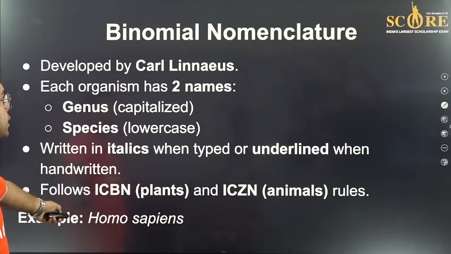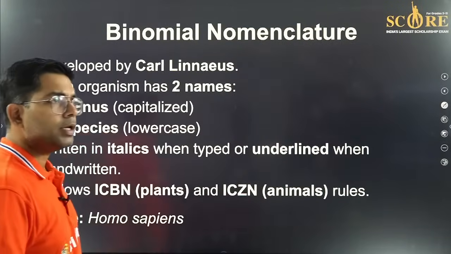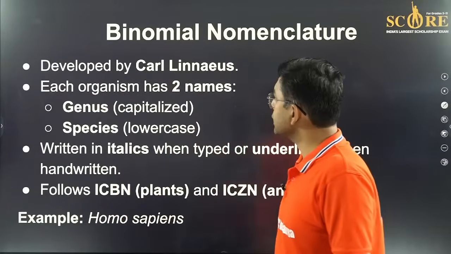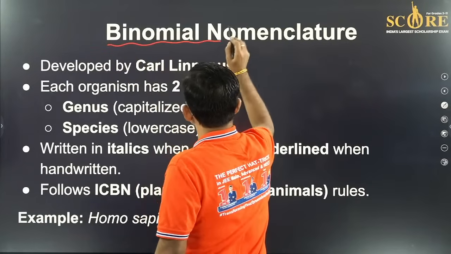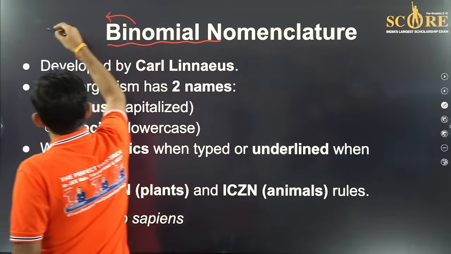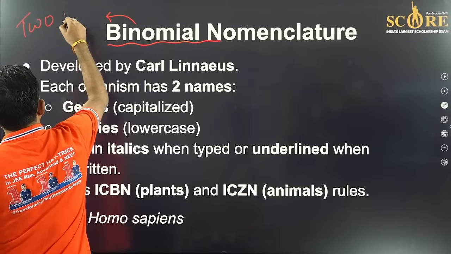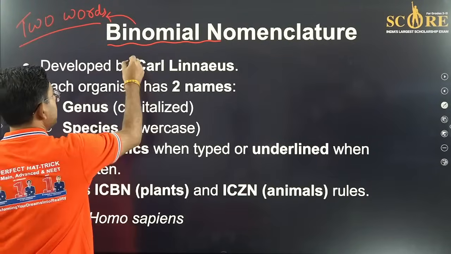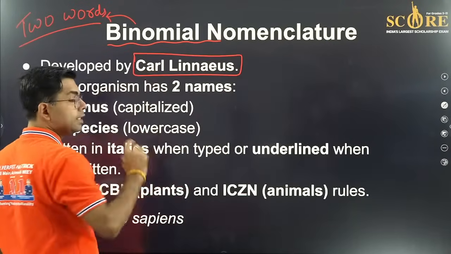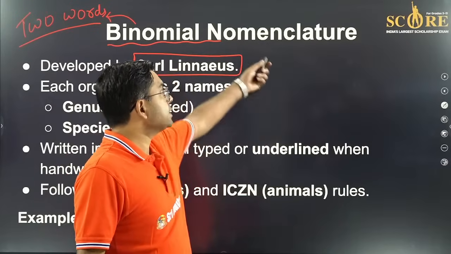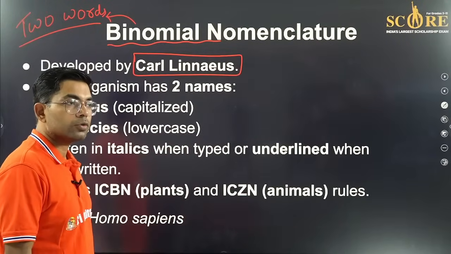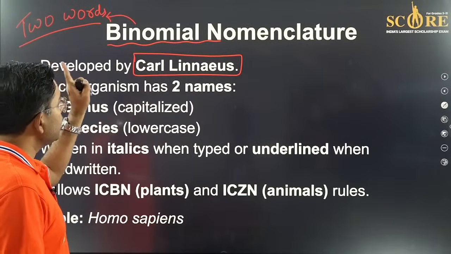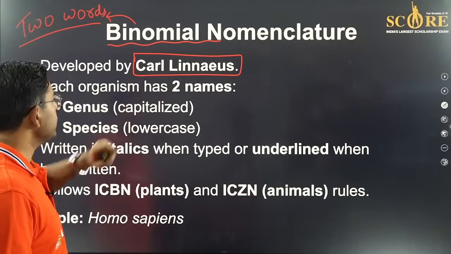So first nomenclature. There are many ways of nomenclature, but the most important way is binomial nomenclature. Binomial means two words. The name will be expressed in two words, right? It was also developed by Linnaeus. So Linnaeus is the father of taxonomy, and Linnaeus has given binomial nomenclature also. It is given by Carolus Linnaeus, or Carl Linnaeus as we call him.